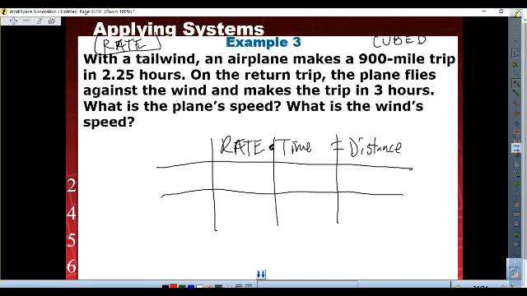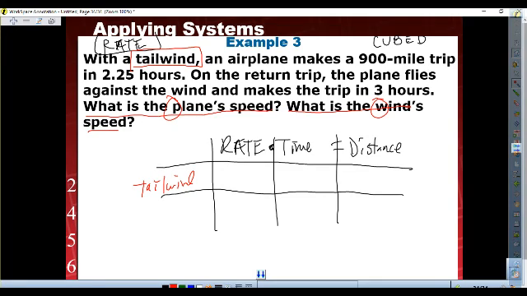Watch. If I was to already have the table, what is the first thing that they mention here? Tailwind. I'm going to write that right here. The question was, what is the plane speed? What is the wind speed? That's why I'm going a little bit faster here. For variables, I'm going to use P for plane and W for wind.